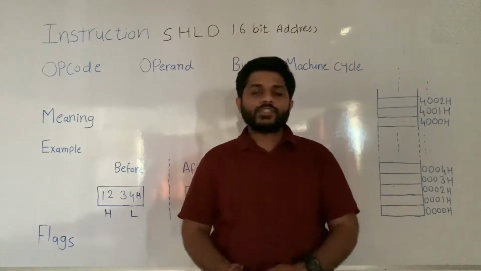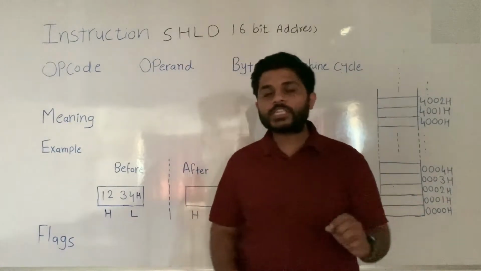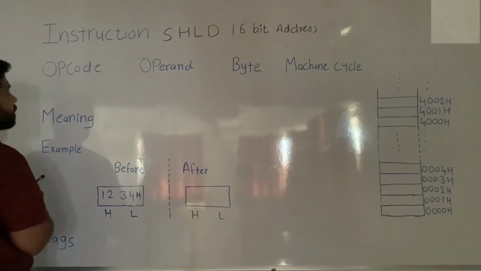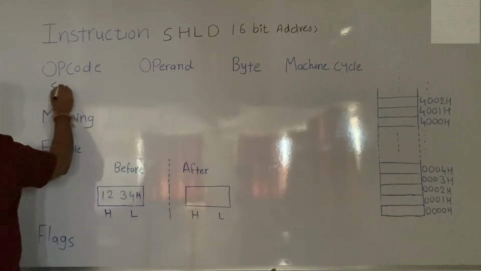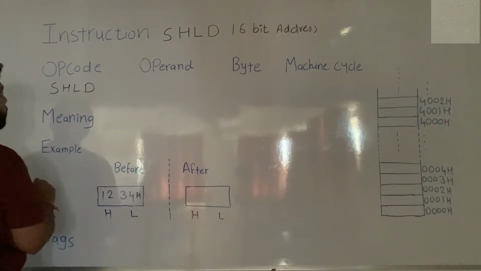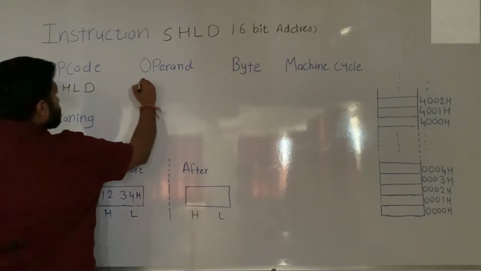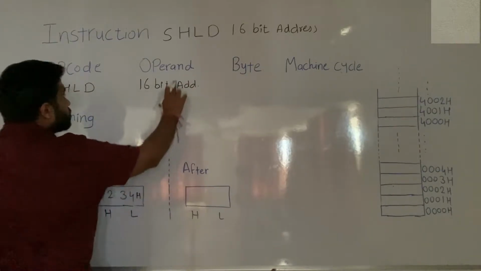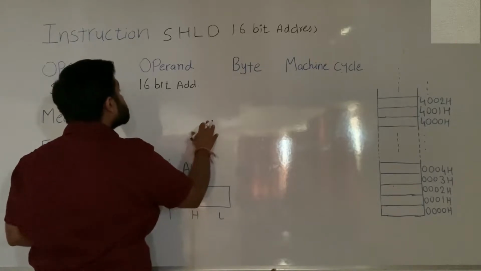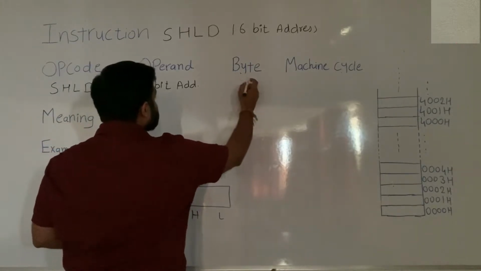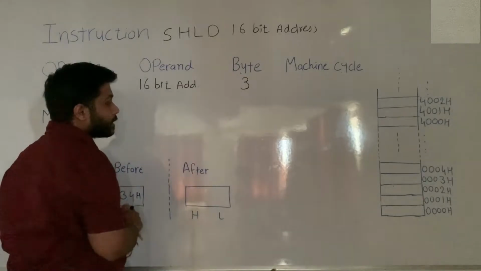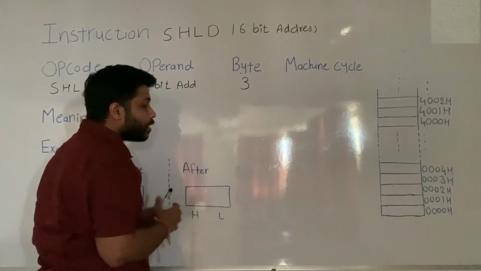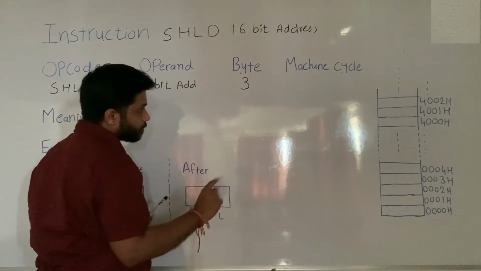Okay, so now let's see the instruction SHLD 16-bit address. In this instruction, you can clearly tell me that the first portion, SHLD, is the opcode. The remaining part of the instruction, the 16-bit address, is the operand. In this instruction, you can clearly see that a 16-bit value is present. It means this instruction is of 3 bytes. It means that when we give this instruction to the memory, it will occupy 3 consecutive memory locations.